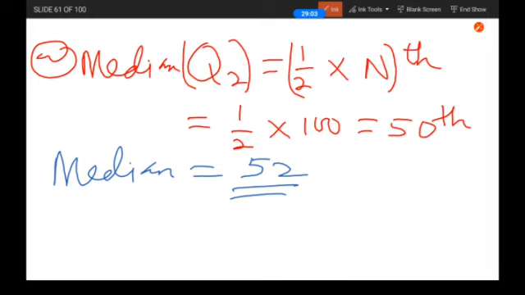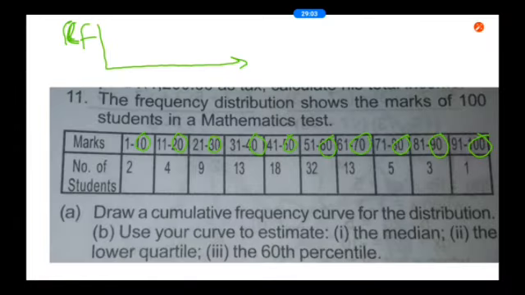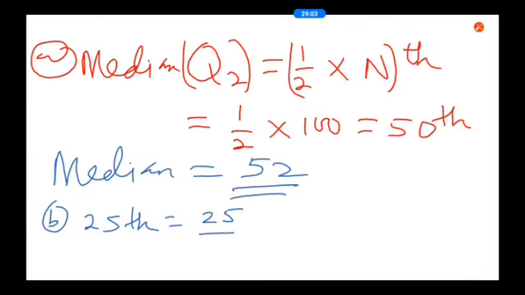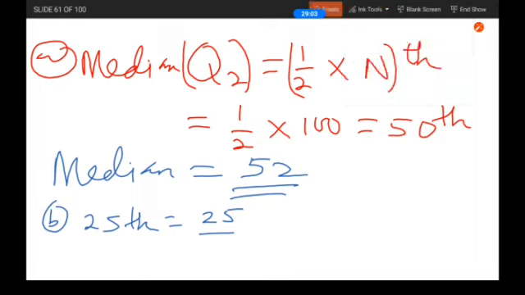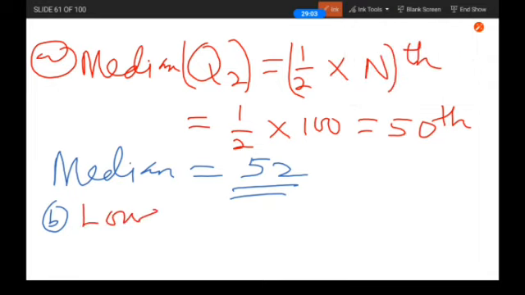Then you can say find the 25th percentile. That is question B, the 25th percentile. Percentile is talking about 100, that is 25. So let me look at the question again. Find the lower quarter. So the lower quarter is what we are looking for here now. The lower quarter is Q1.